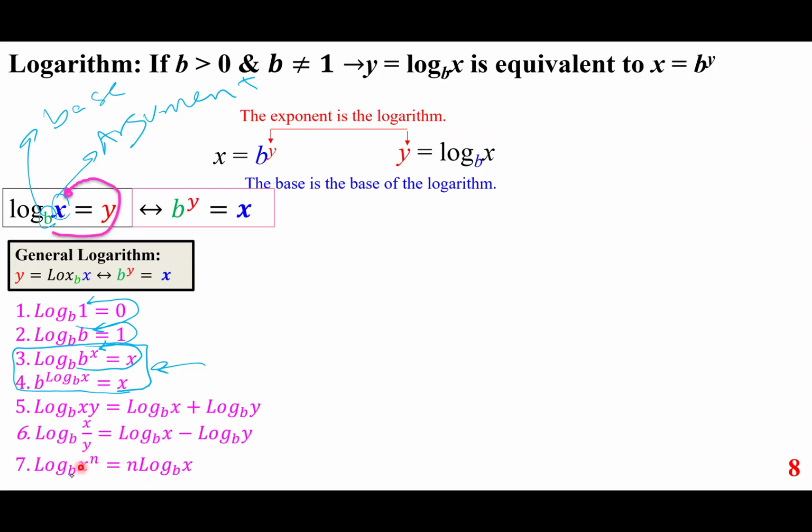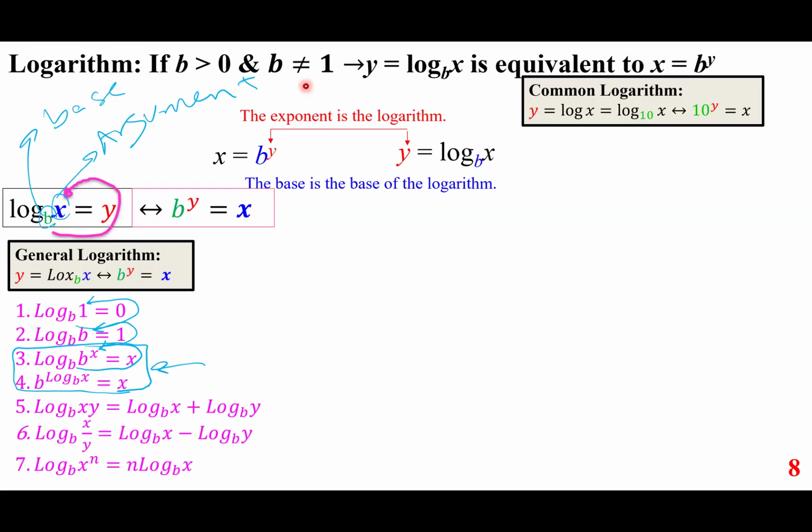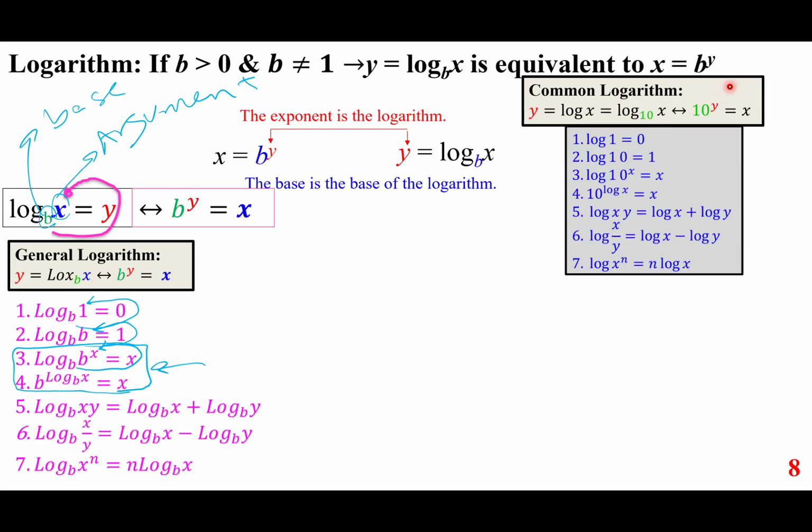Log of x to the power of n base b is n log x base b, and n, in other words, comes and sits in front, becomes a coefficient. This is the general case with any base, as long as that base is positive and it's not 1. Now, as you know, in the case of a common log, the base is 10. So y equals log x. See, we don't write the base. I just write it so you know that it means log x base 10. That means 10 to the power of y is x. And now here are the rules. I put them as numbers so you can see.